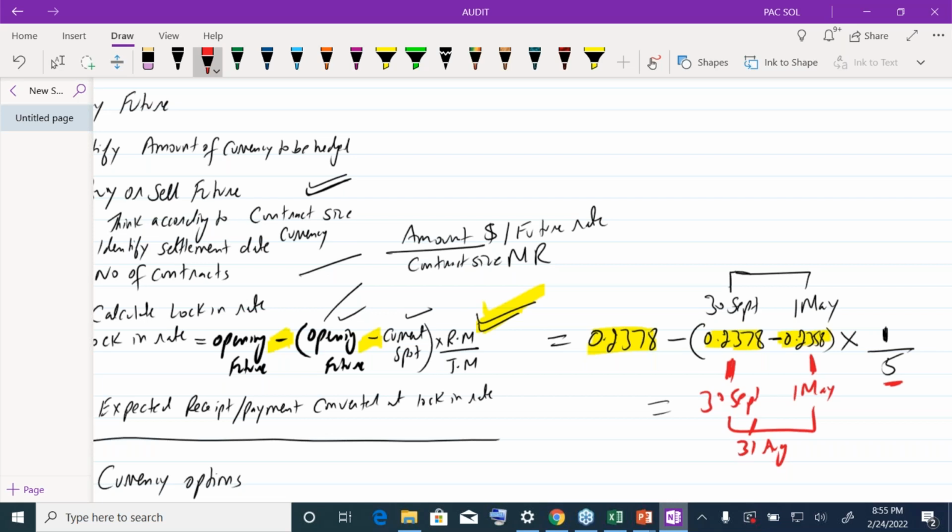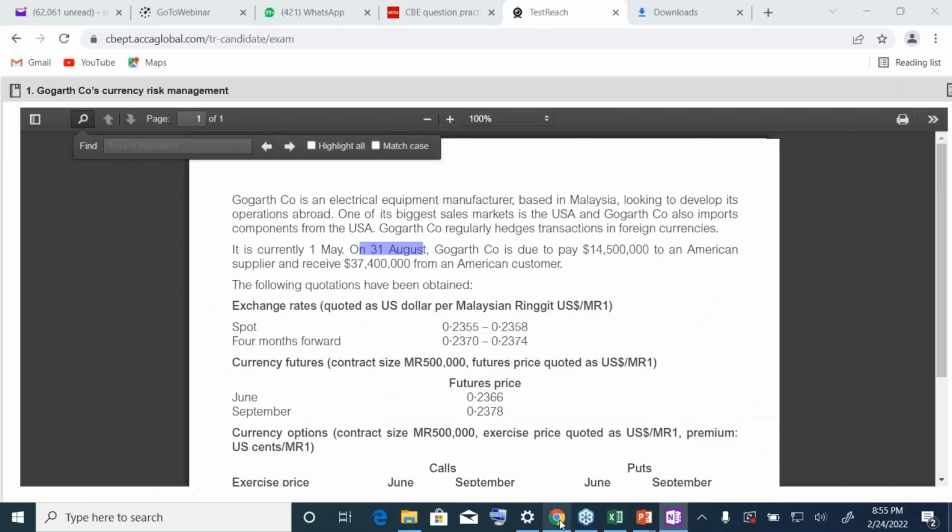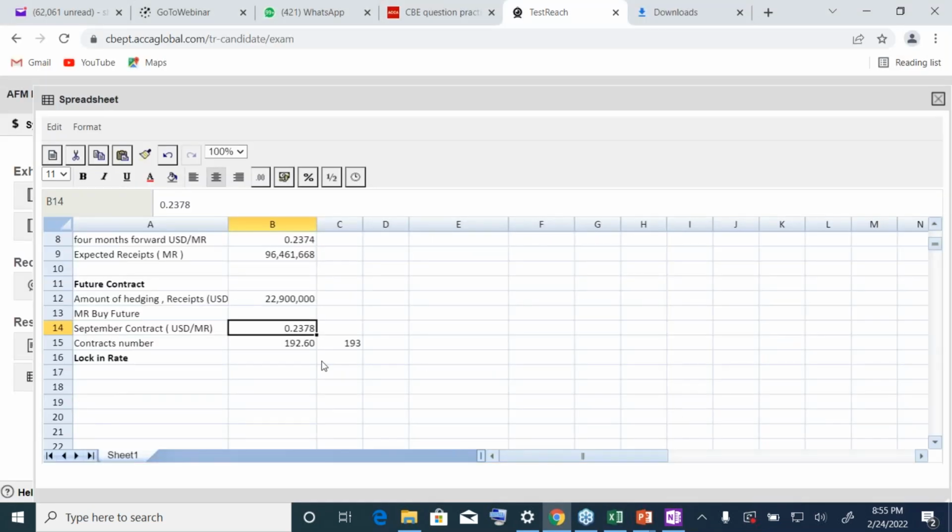So let's write it here. 0.2378 minus 0.2358 into 1 divided by 5. Answer is 0.2374.